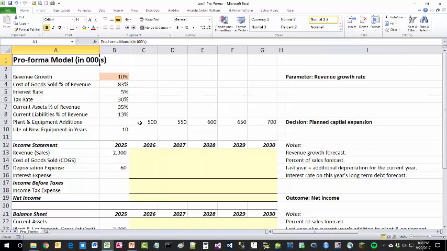The company is planning a significant expansion of its capital base, starting with a projected 500,000 next year, 2026, and increasing in increments of about 50,000 each year for the remaining 4 years of the planning horizon. For depreciation calculation purposes, we will assume the average life of new equipment is about 10 years.